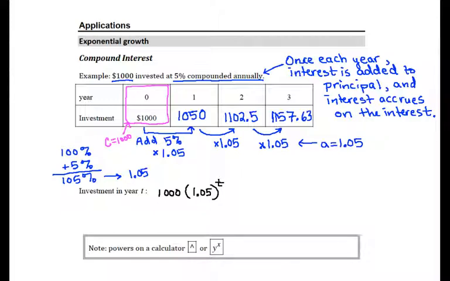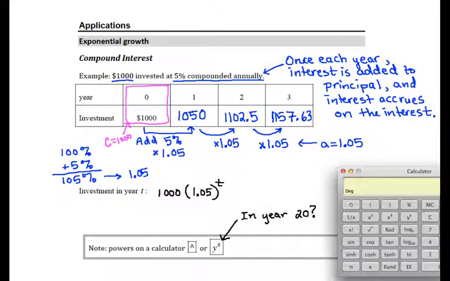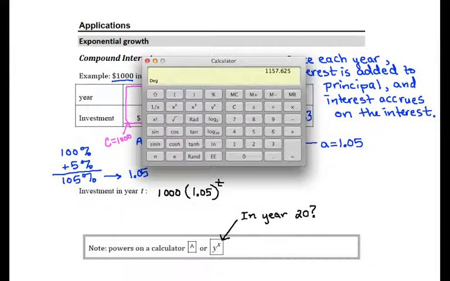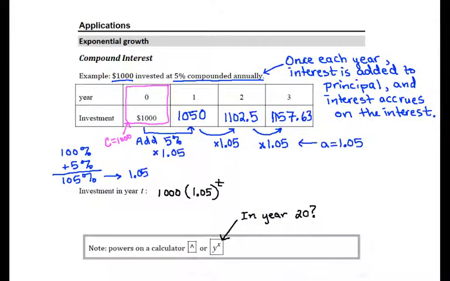Now I can figure out in year 20, quickly without having to multiply by 1.05 over and over again, by just using a power button on my calculator. So let's see how much we would have after 20 years. So this is going to be 1,000 times 1.05 to the power 20, which gets us 2,653.30.